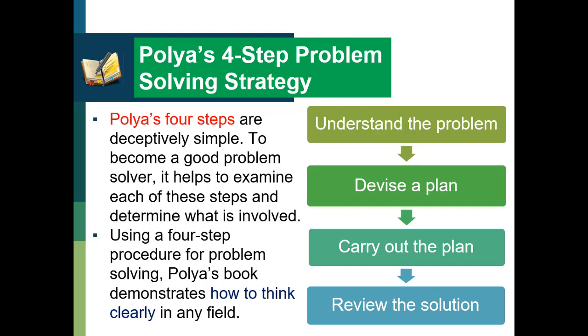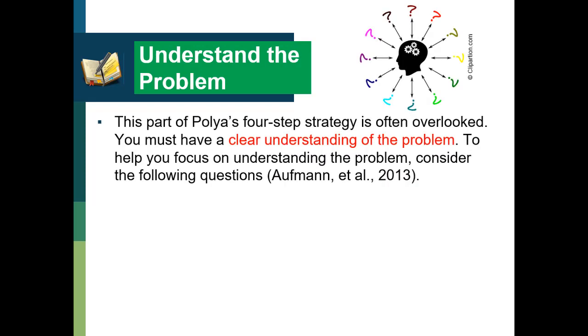Alright, let's examine each step in Polya's 4-step problem-solving strategy. The first one is understand the problem. What does it mean? This part of Polya's 4-step strategy is often overlooked, maybe because other problem solvers are very adept in understanding problems. But you must have a clear understanding of the problem. Of course, when you start solving problems, the first step is to understand the problem.